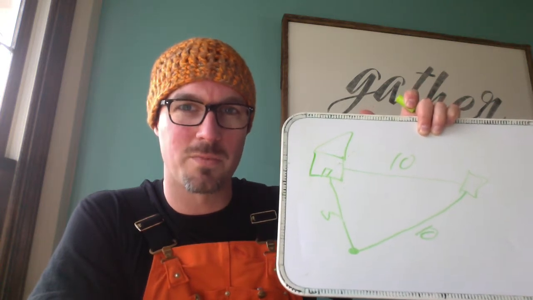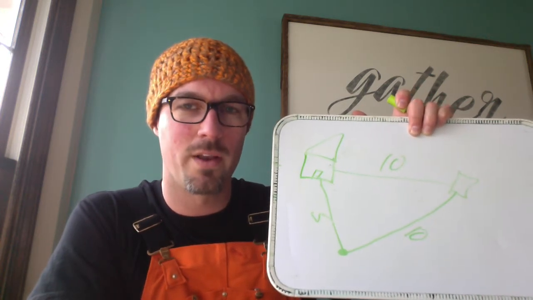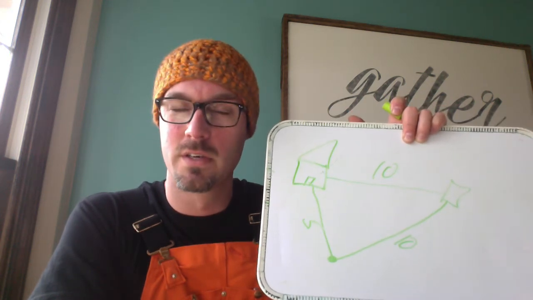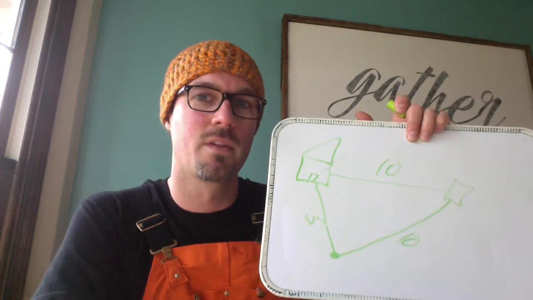What is your displacement for this trip? And what is your distance? Your displacement is 0, and your distance is 25. Hopefully you got that right.